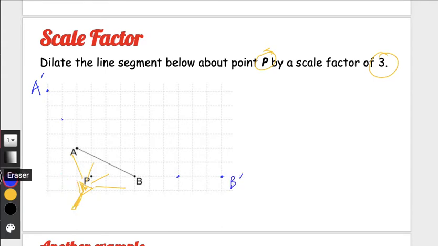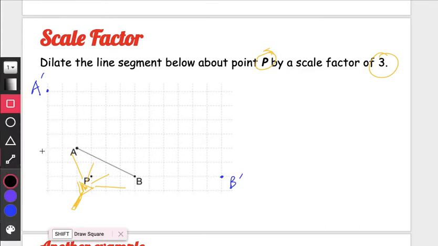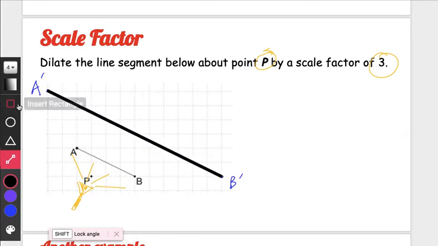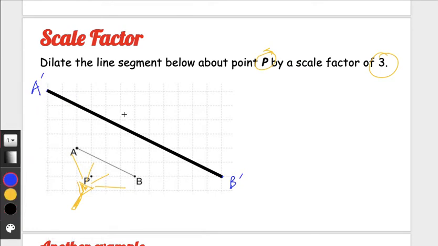So to avoid misunderstanding, I'm going to erase this one. Do not confuse yourself. And then we just need to connect them. See, everything used, this one can be much easier. I'm going to use a bold one so it's easy for you to see. Okay, now I have an image, A prime, B prime.